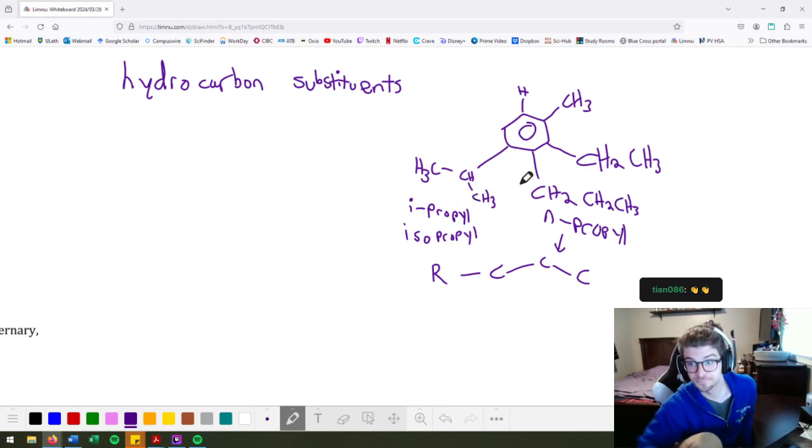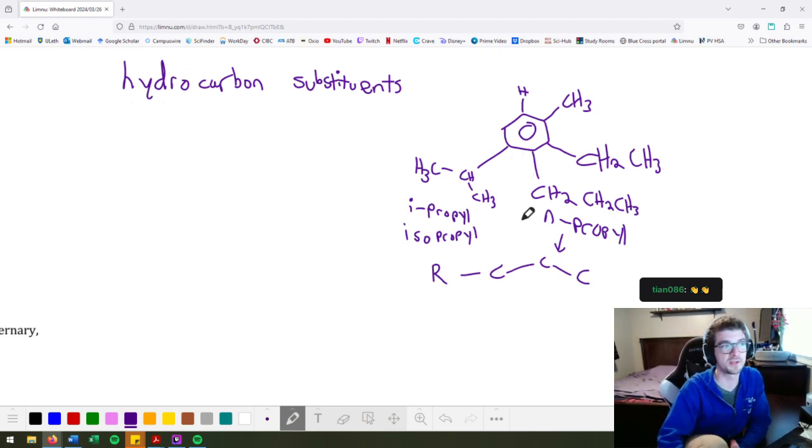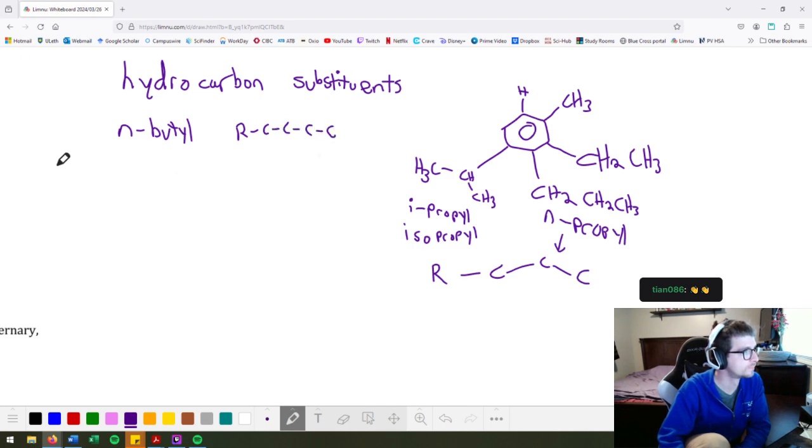So, when we get to higher chains, things like butyl groups, we've got N-butyl, which is just a straight chain of butane, and so just connect it to the R 1, 2, 3, 4 in a row.